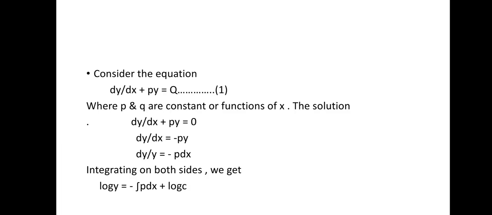Consider the equation dy by dx plus py is equal to q. This is equation number 1, where p and q are constants or functions of x. The solution of dy by dx plus py is equal to 0: dy by dx is equal to minus py, so dy by y is equal to minus p dx.